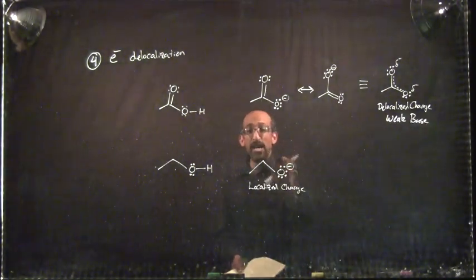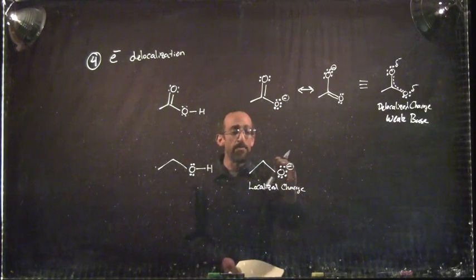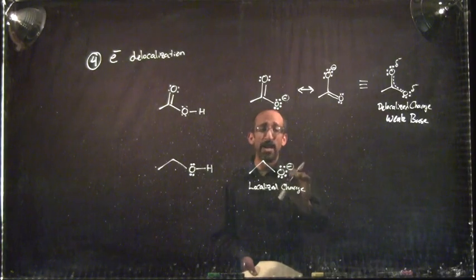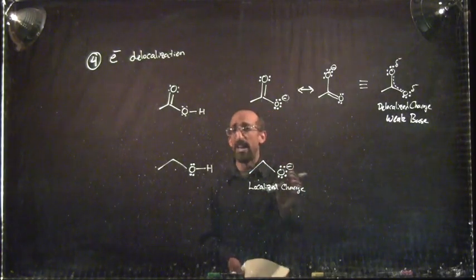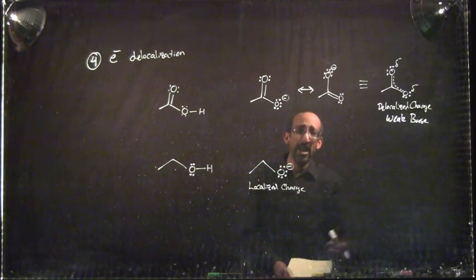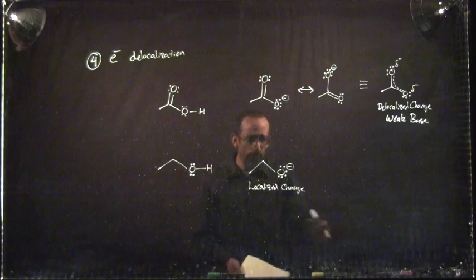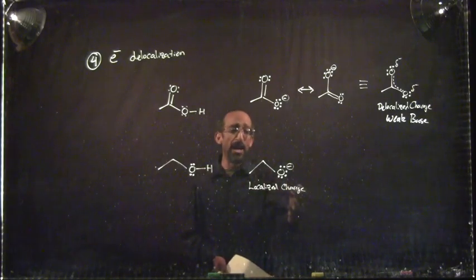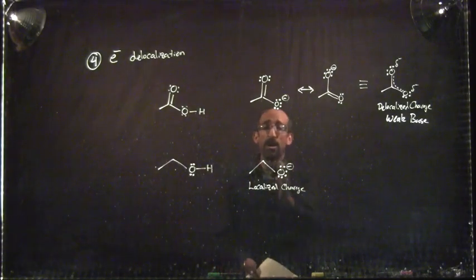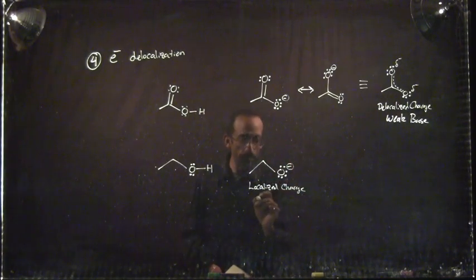Whereas in our ethoxide, our conjugate base of ethanol, because that lone pair is localized, it's trapped on that oxygen atom, it has nowhere else to go. All it's waiting to do is to find some hydrogen atom to form a new bond. And so this localized charge makes this species, ethoxide, a strong base.